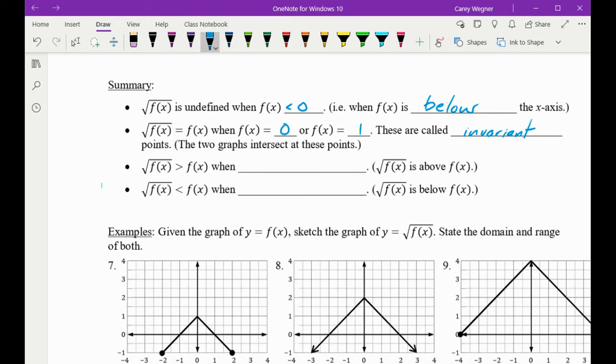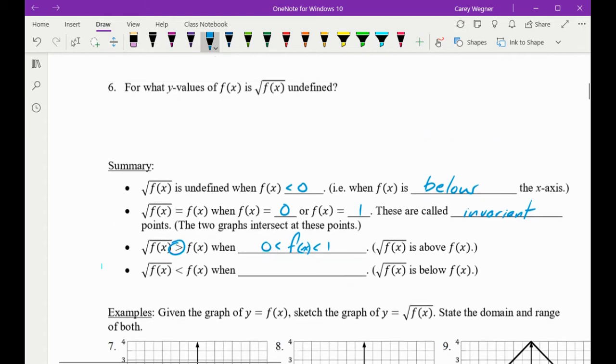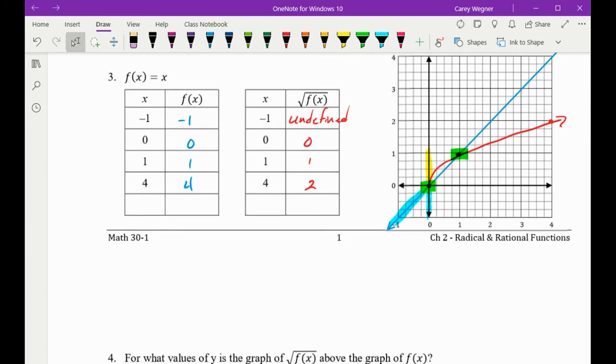Next, our square root function is going to be greater than the original function. And we said that happens whenever our original function, the y values, were less than 1 and greater than 0. So again, as we look up here, whenever I had y values on my original function that were between 0 and 1, my red graph ended up being above the blue graph. So the square root of the function was above the original function.